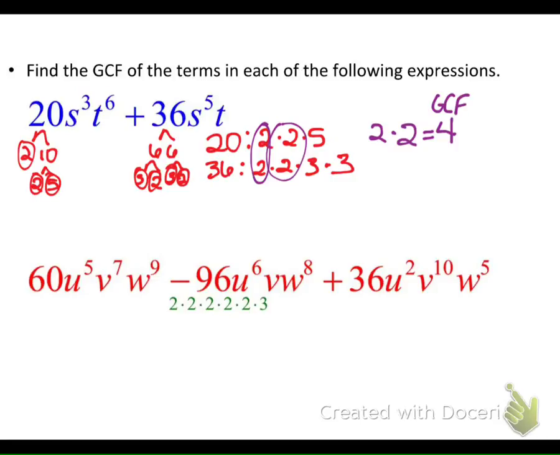But then let's not forget my variables. So I have s cubed. Very good. And then what? T. Thank you very much. So my greatest common factor is going to be 4s cubed t.